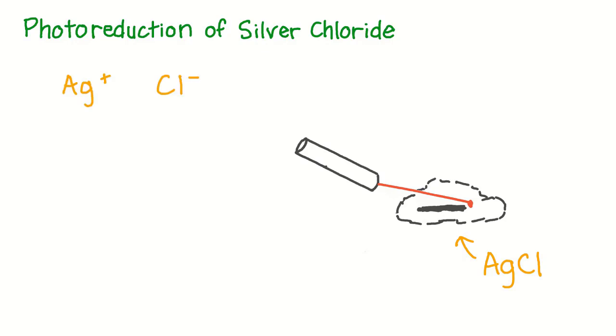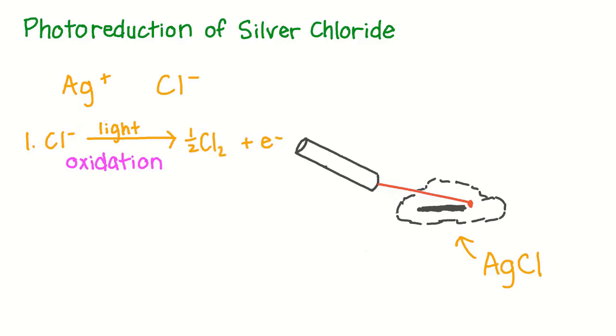Silver chloride is an ionic substance, so that means that it's composed of silver ions and chloride ions. The light from the laser causes the chloride ions to lose an electron and form chlorine atoms. The loss of electrons is called oxidation. So this first step involves the light causing the chloride ions to be oxidized to form chlorine atoms.